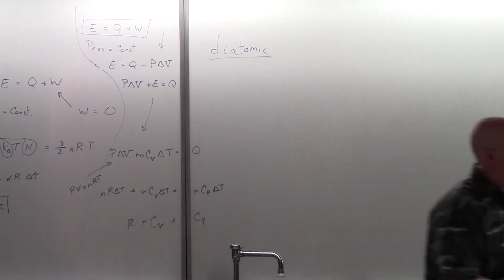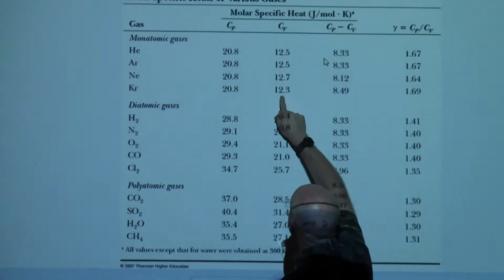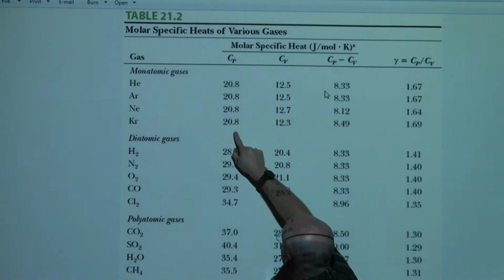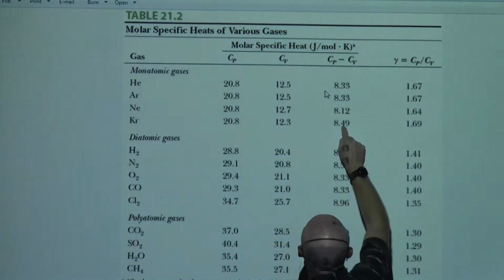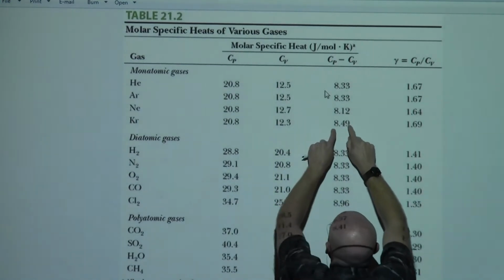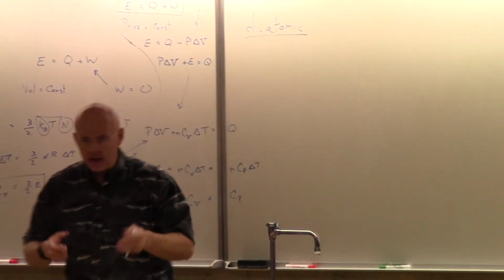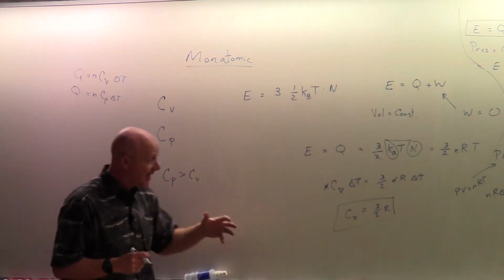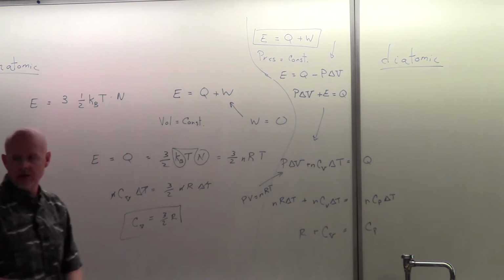And again, if you look closely at these numbers as we wrapped up last time, if you take this CV and you add an R to it, you will get this 20.8. And they list it here as subtracting the two. And so there it is, the 8.31. And so what's nice about CP and CV is they will always follow this pattern. CP will always be bigger than the CV, and CP will always be R bigger than CV.